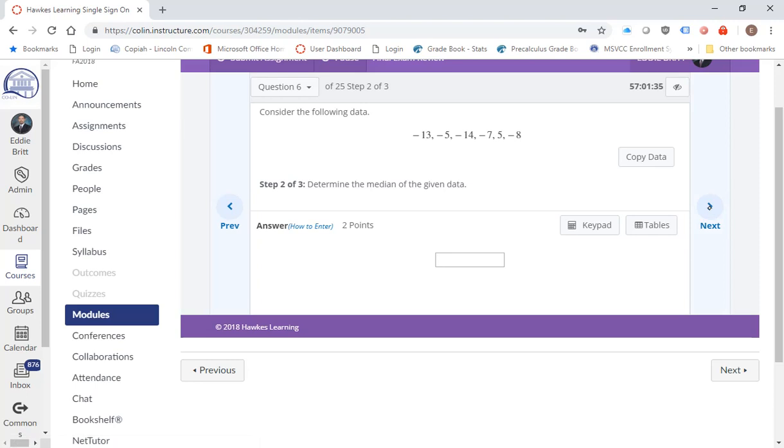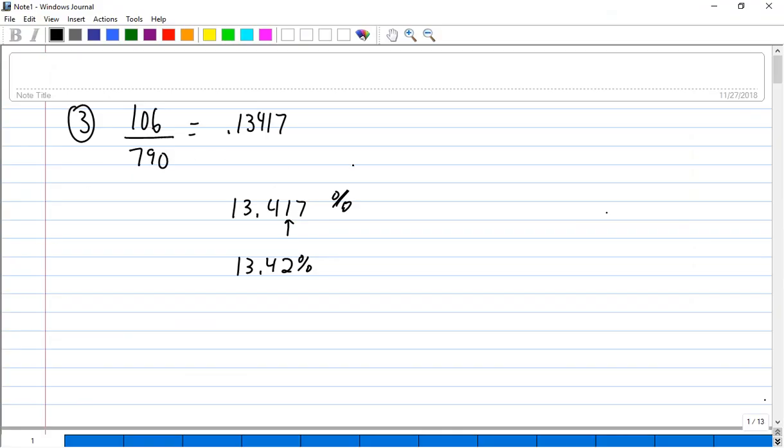All right, for median, you do actually have to do a little work. You have to rearrange these numbers least to greatest. So this is problem number 6, step 2. If you take those numbers and arrange them least to greatest, it's going to be -14, -13, -8, -7, -5, and then 5.